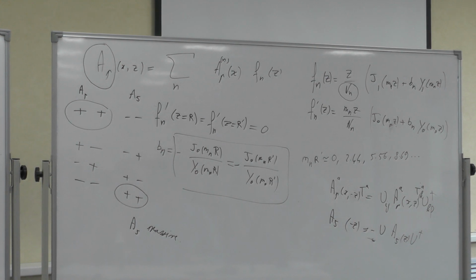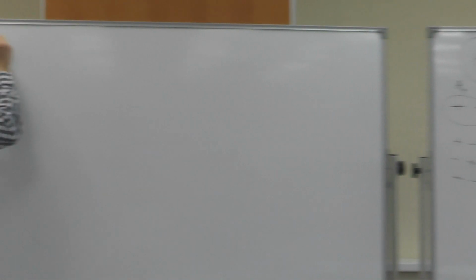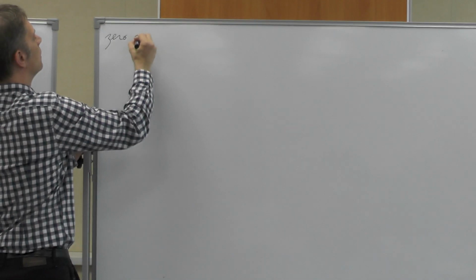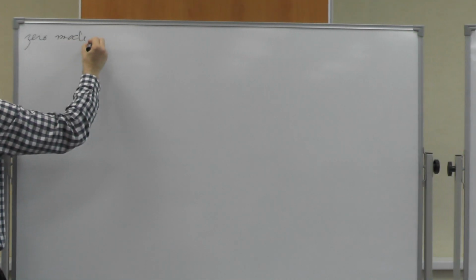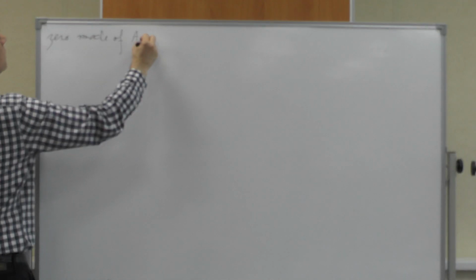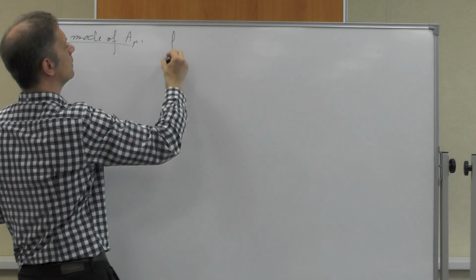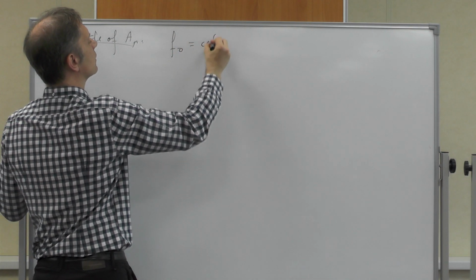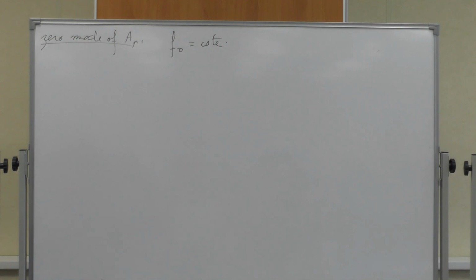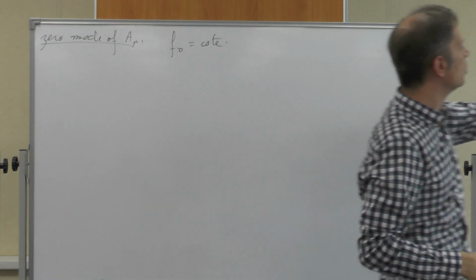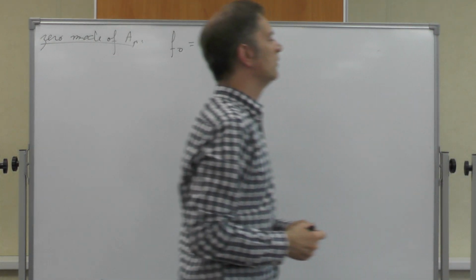So first of all, let us look at the zero mode of A mu. So the zero mode of A mu, as I said before, means that the wave function is flat, right? So in this case, f0 is simply a constant. So what is the value of this constant? Well, you want the zero mode to be canonically normalized in four dimensions.